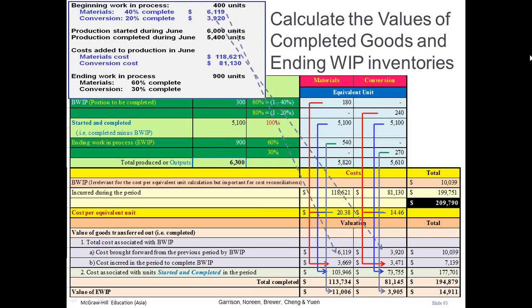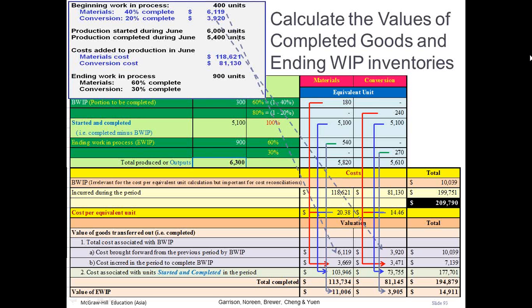For those started and completed in the current period, same as the weighted average method. Value of materials for the completed goods, which is goods transferred out to the next process, can be obtained by multiplying the equivalent unit of completed goods and the cost per equivalent unit within the materials column, whereas the conversion cost can be done with the same mechanic by multiplying the equivalent unit of completed goods and the cost per equivalent unit within the conversion column.